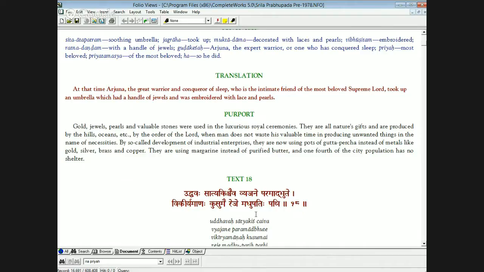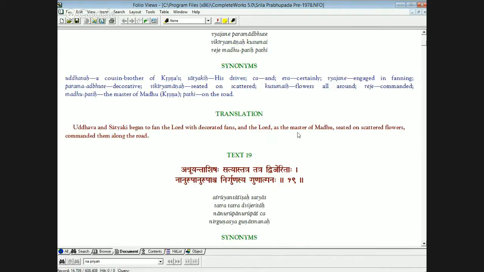Uddhava and Satyaki began to fan the Lord with decorated fans, and the Lord, the master of Madhu, seated on scattered flowers, commanded them along the road. So flowers were being thrown from above by the ladies.